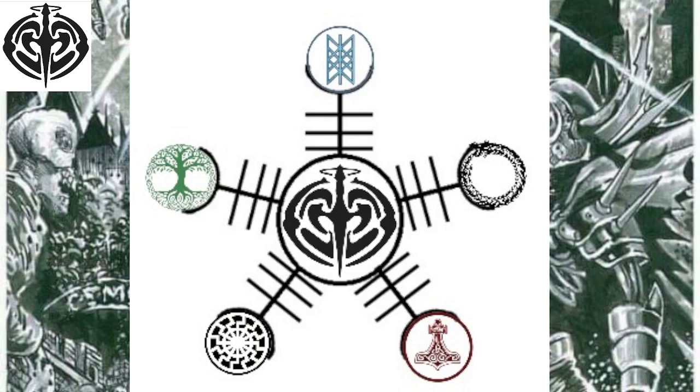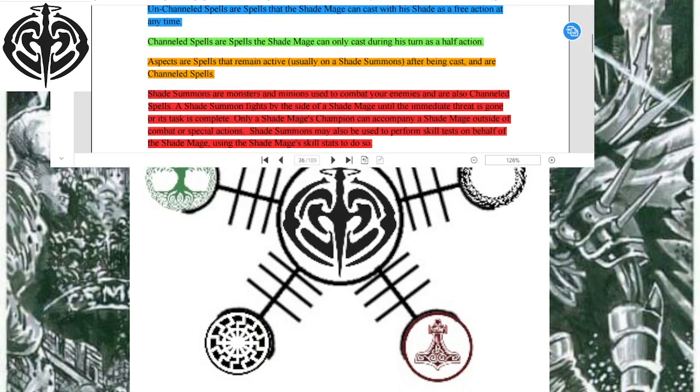Now, like Magic the Gathering, the Shades of Dominion does also have different types of spells. And spell twining, which we will learn about tomorrow, is about combining these different kinds of spells together and how that works. So let's begin with the core rulebook entry for these different spells. There it is. Now, there are four kinds: unchanneled spells, channeled spells, aspects, and shade summons.